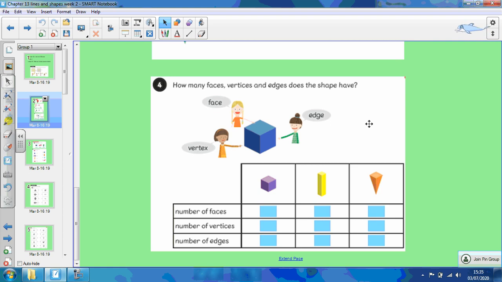Now, what I'd like you to do is draw out this table. I haven't included that because we do need some practice at drawing tables, so I'd like you to draw this table out and have a go using the 3D shapes that you've already made to help you. So have a look at your cube that you've got, have a look at your cuboid, and have a look at your square-based pyramid. And for each one you need to say the number of faces it has, the number of vertices, and the number of edges.